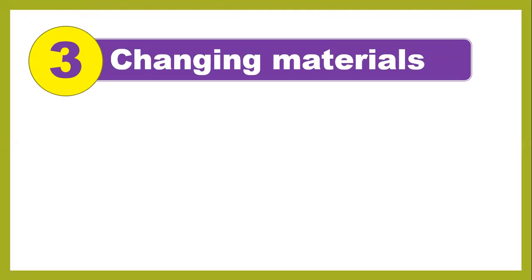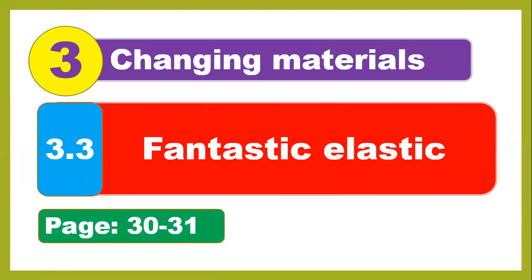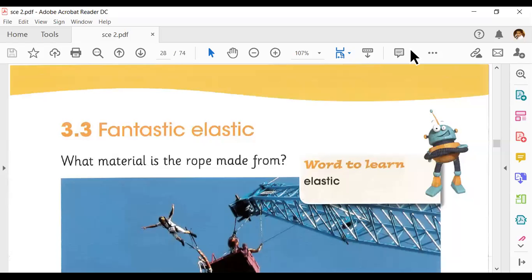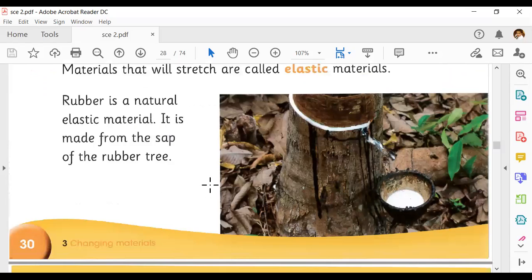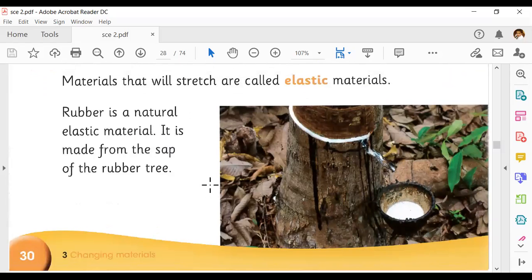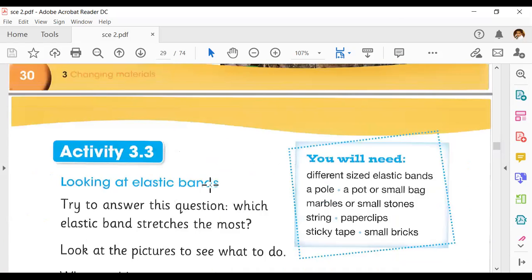Here is your unit number 3, Changing Materials, and this is lesson 3.3, Fantastic Elastic. Page 30 to 31. In the previous lesson we finished page number 30, and today we will discuss more on page 31. Yesterday, on 10 November, we finished page number 30. Today is page number 31. Okay, let's begin.